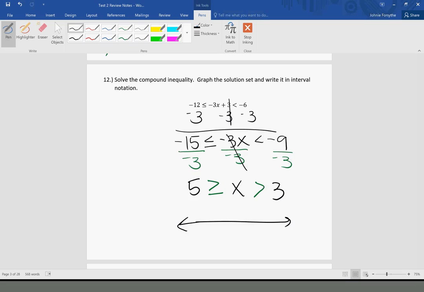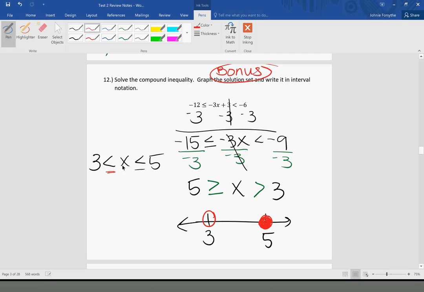I want to put the smaller number first. I'm going to write this compound inequality and just flip it over, such that 3 is less than x, which is less than or equal to 5. So I have 3 and 5. I'm going to call this a bonus extra credit problem. Okay, so at the 3, it's just less than, so we're going to use an open circle. And at the 5, we have less than or equal to, so we're going to use a closed circle. So x is between 3 and 5, so we're going to shade in between here.